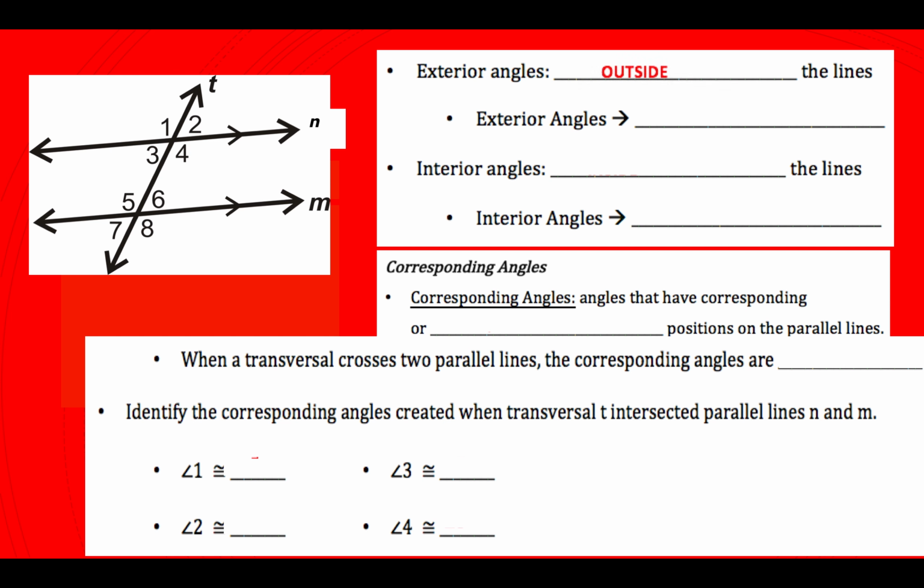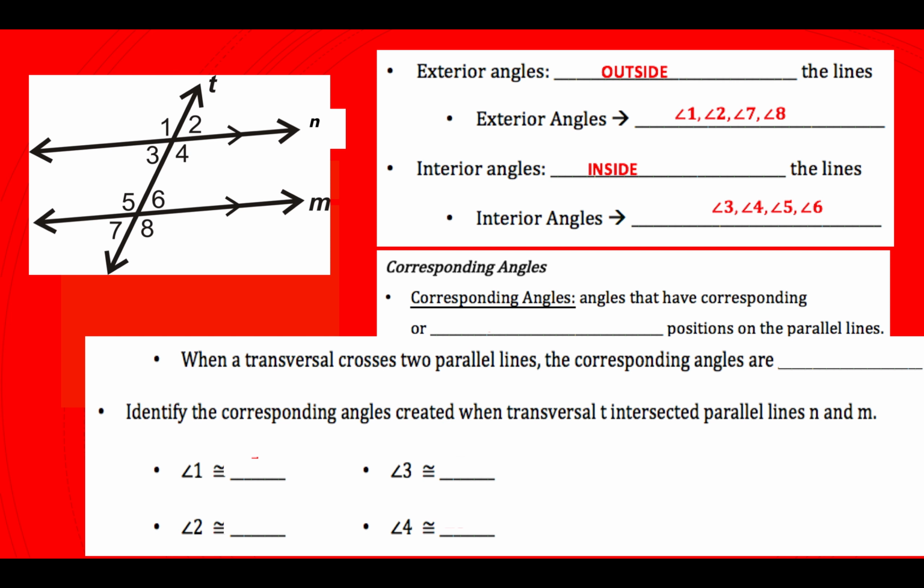Exterior angles are outside the parallel lines. Exterior angles in this situation are 1, 2, 7, and 8, on the outside of the two intersections. Interior angles, kind of the opposite of exterior, are inside the parallel lines. So they're going to be in between the parallel lines. The examples in this scenario are angles 3, 4, 5, and 6.